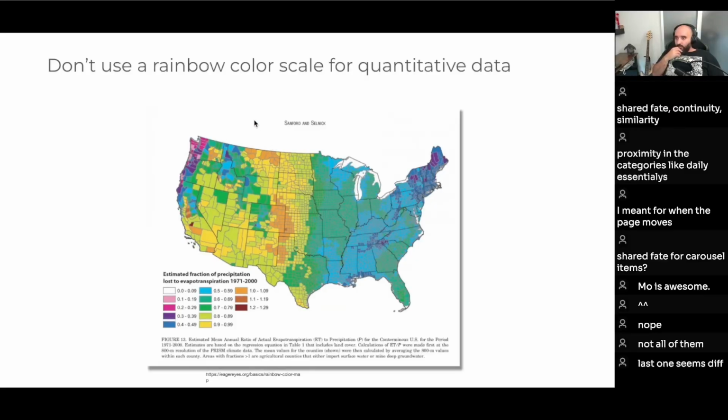Try not to use a rainbow color scale for quantitative data because it's hard for people to know the differences. Try to use the same hue and change the brightness or the intensity or the opacity. It becomes easier to read.